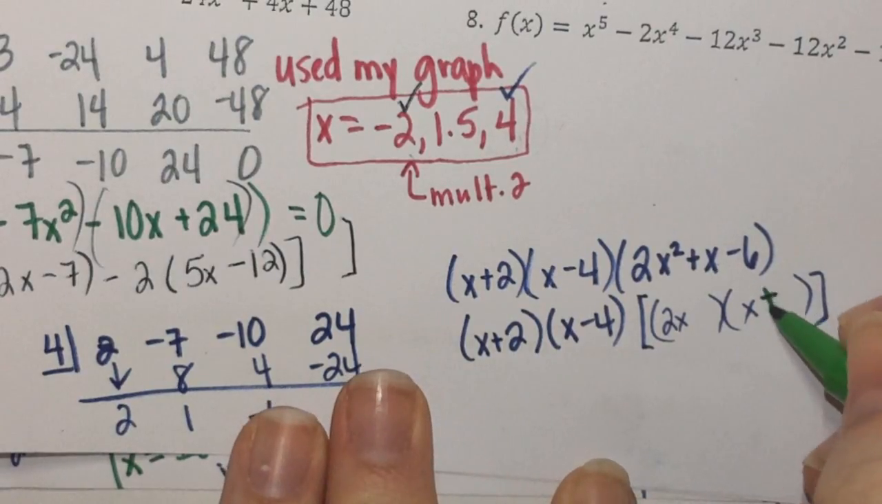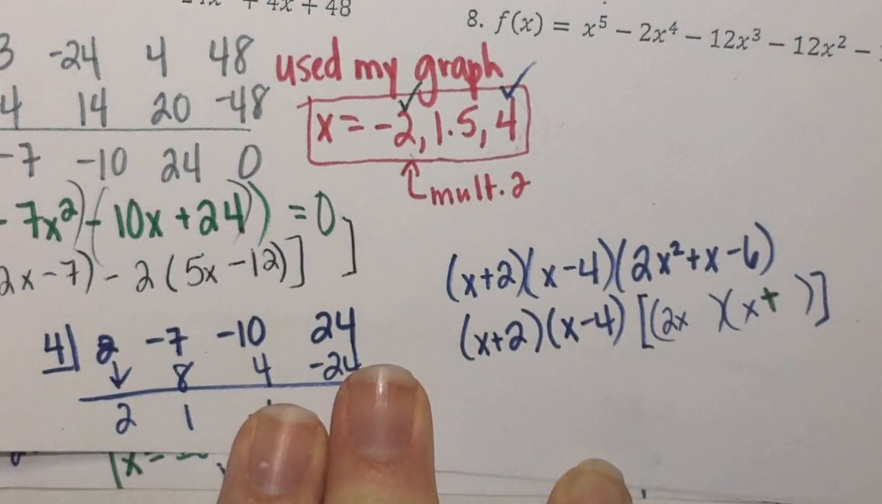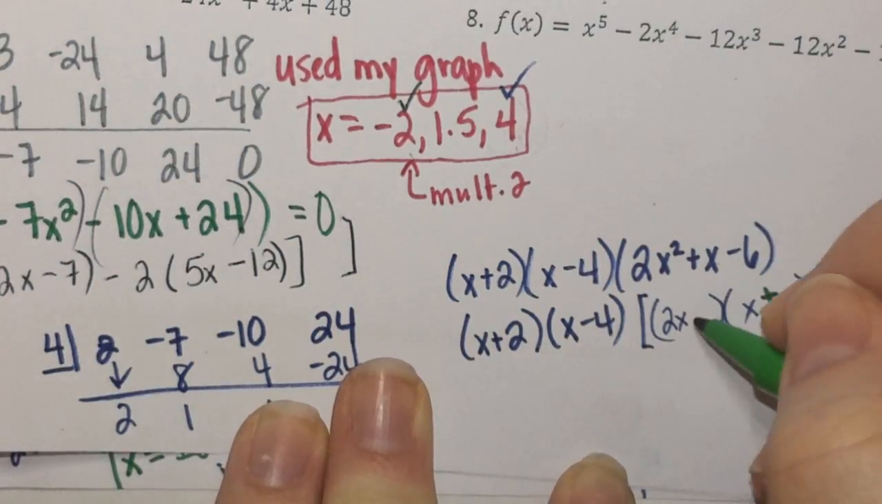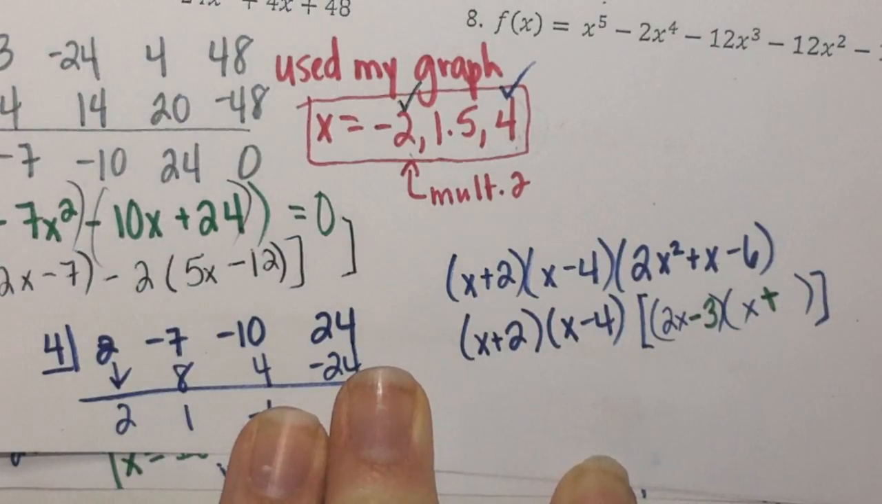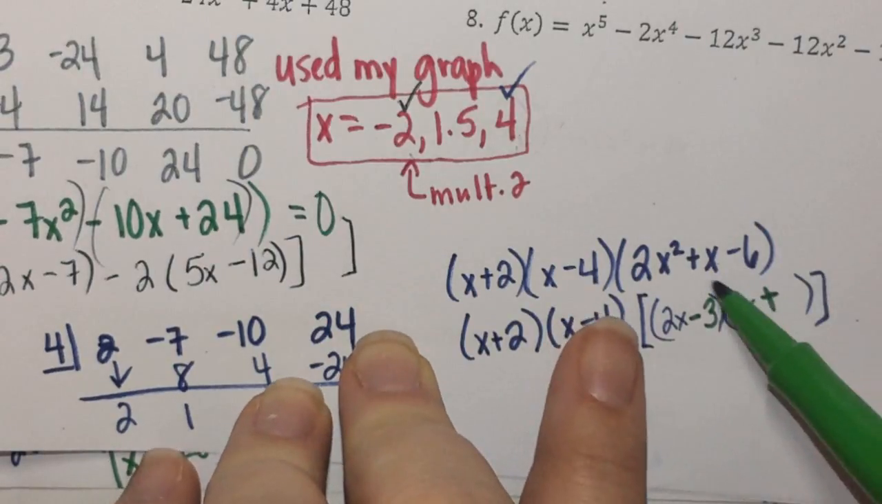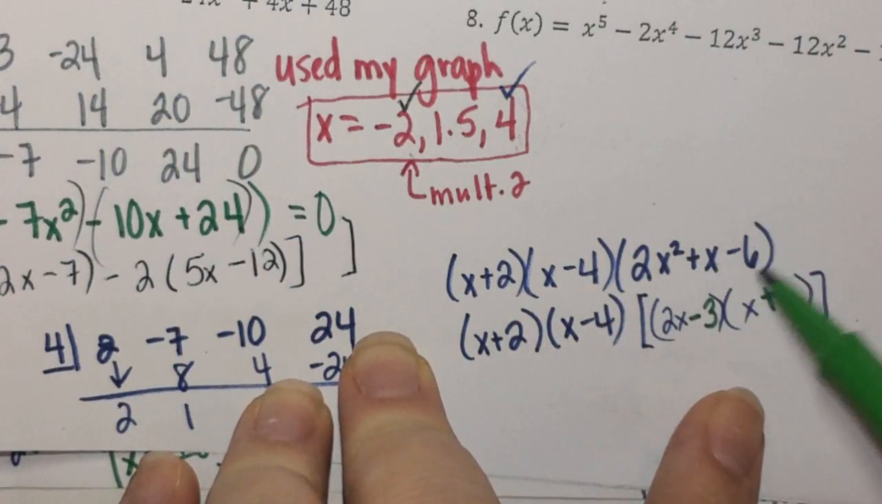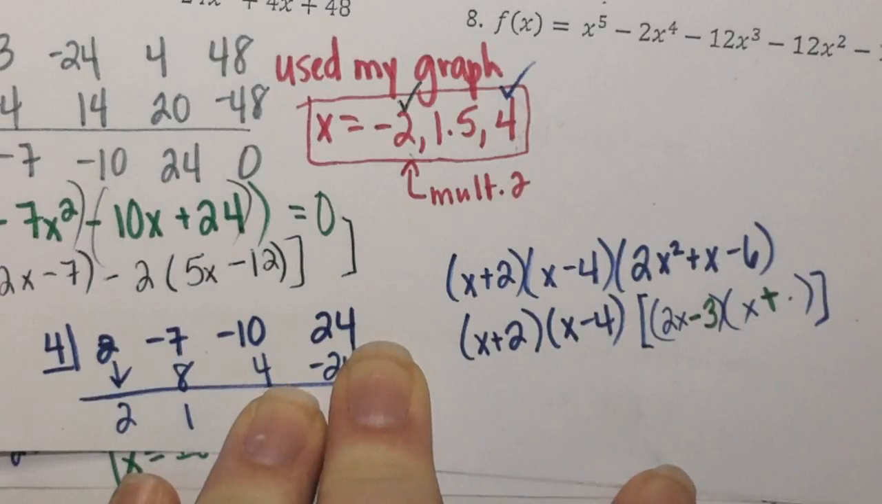Plus what? Plus what? This one's going to have to be the plus 3. Or the minus 3. And this one's going to have to be plus what? In order for us to actually get the 6, the negative 6, what does that one have to be?